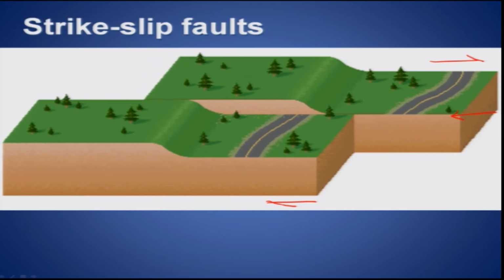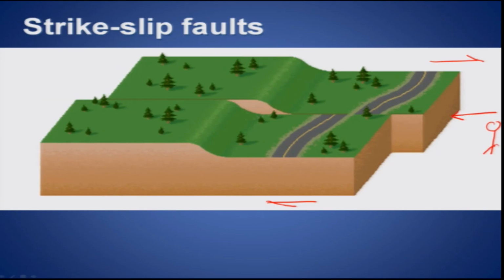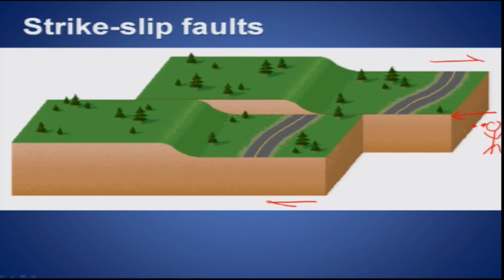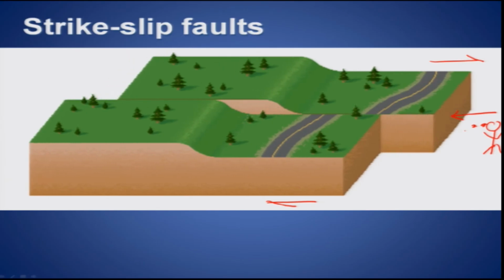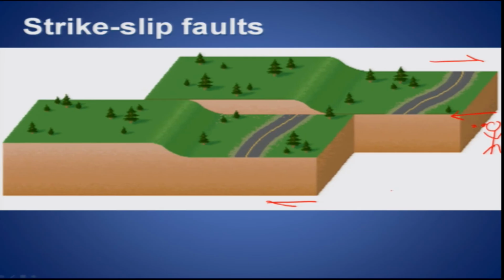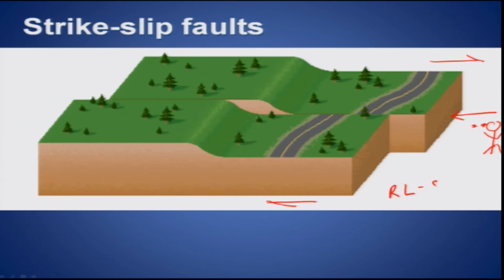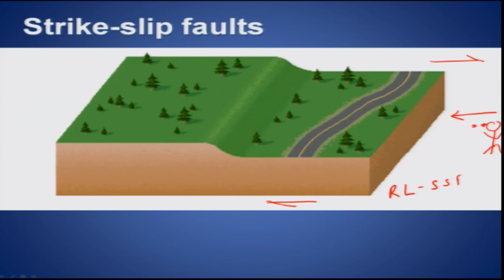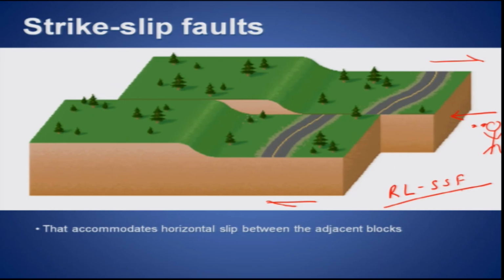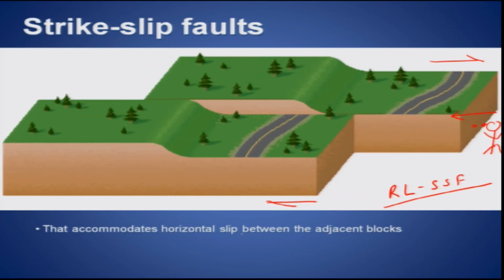However, no matter where you are standing, if you are standing here and try to see the fault, you will also find that the right block is moving towards your side, hence you can classify this as a right lateral strike slip fault. So the strike slip faults, as we have discussed, accommodate horizontal slip between adjacent blocks.